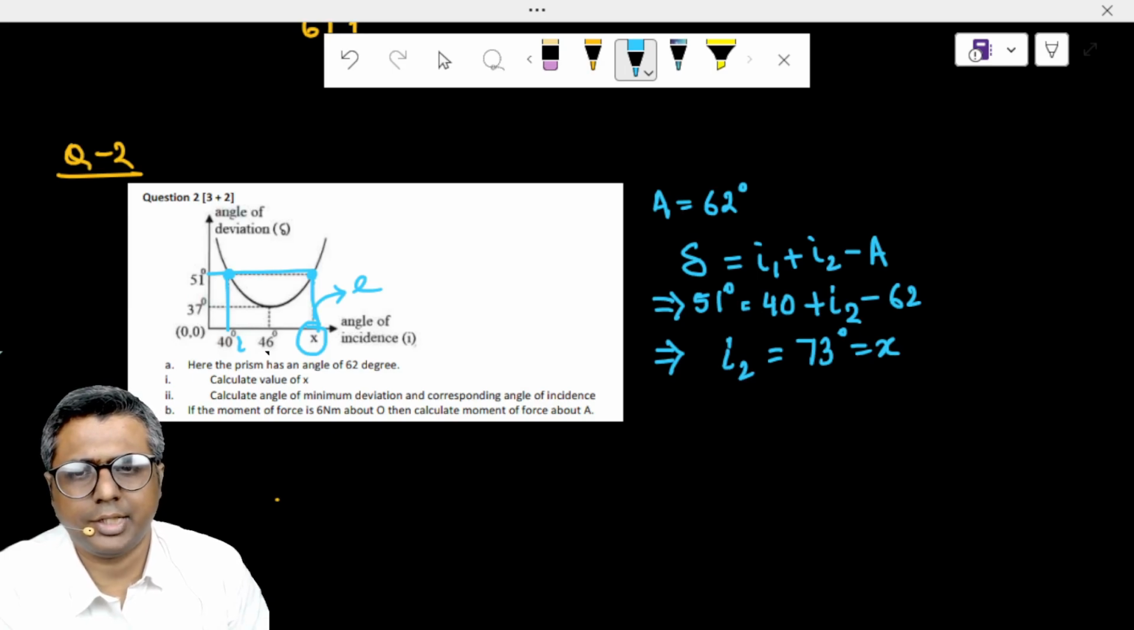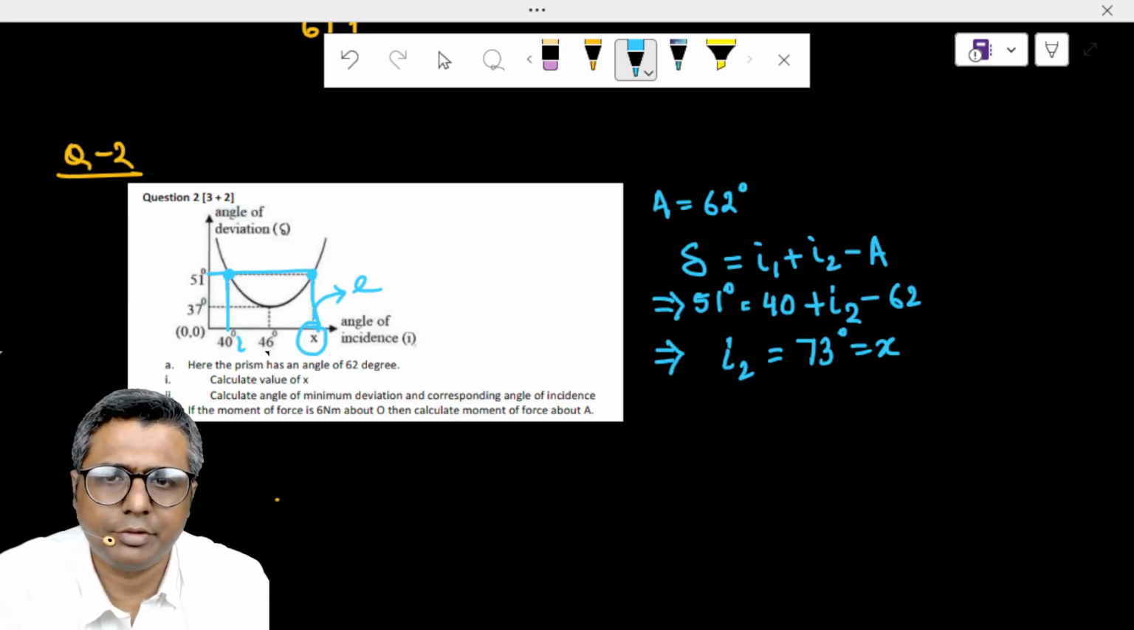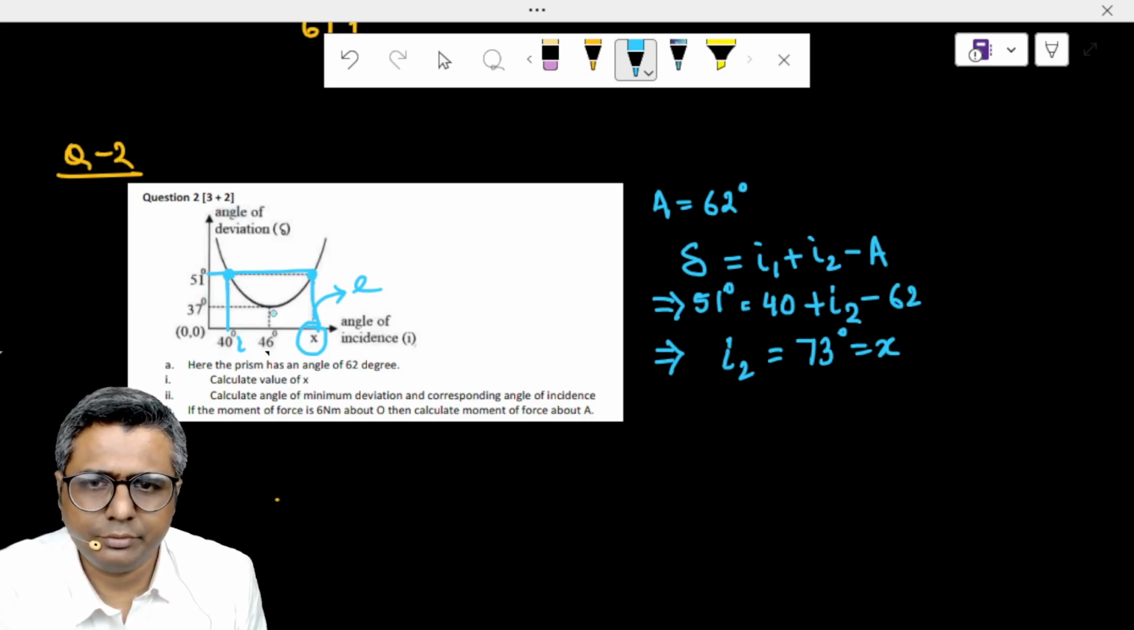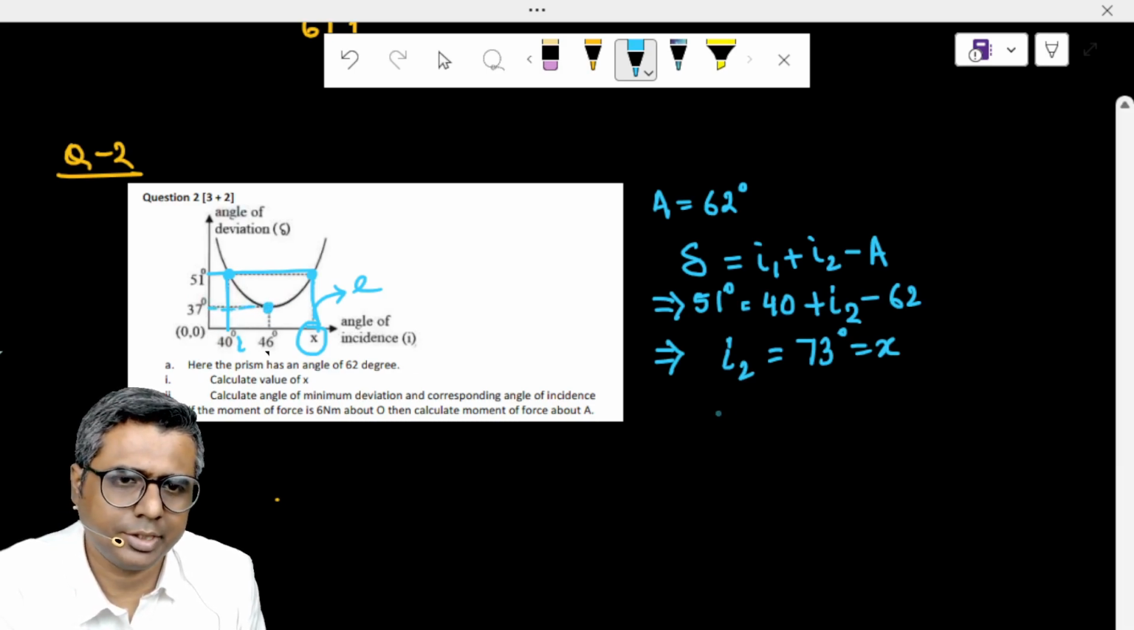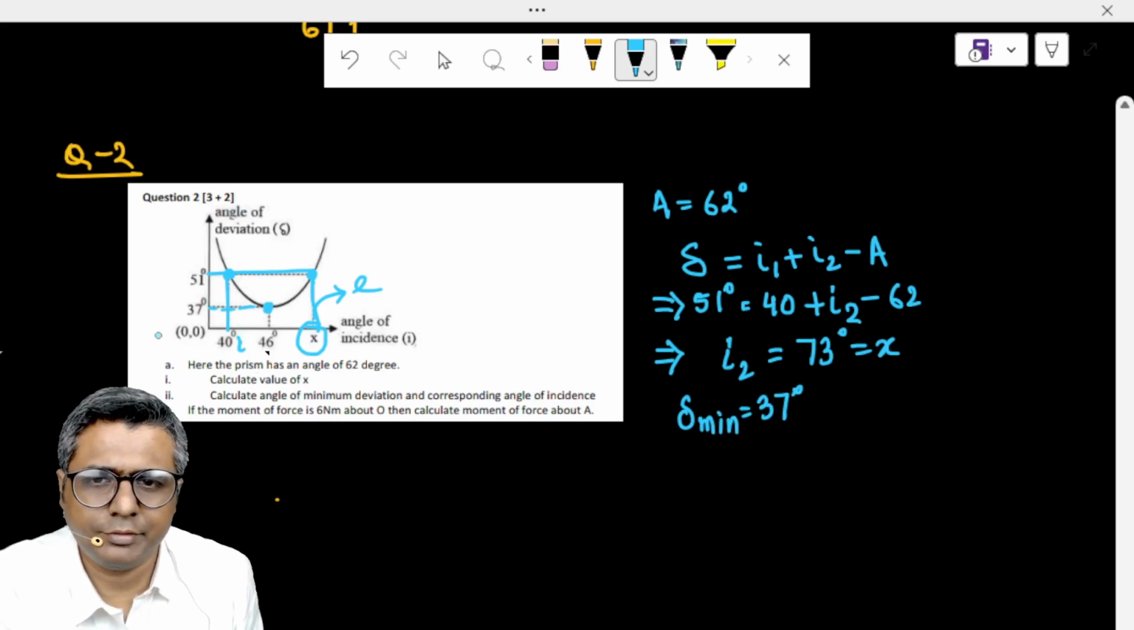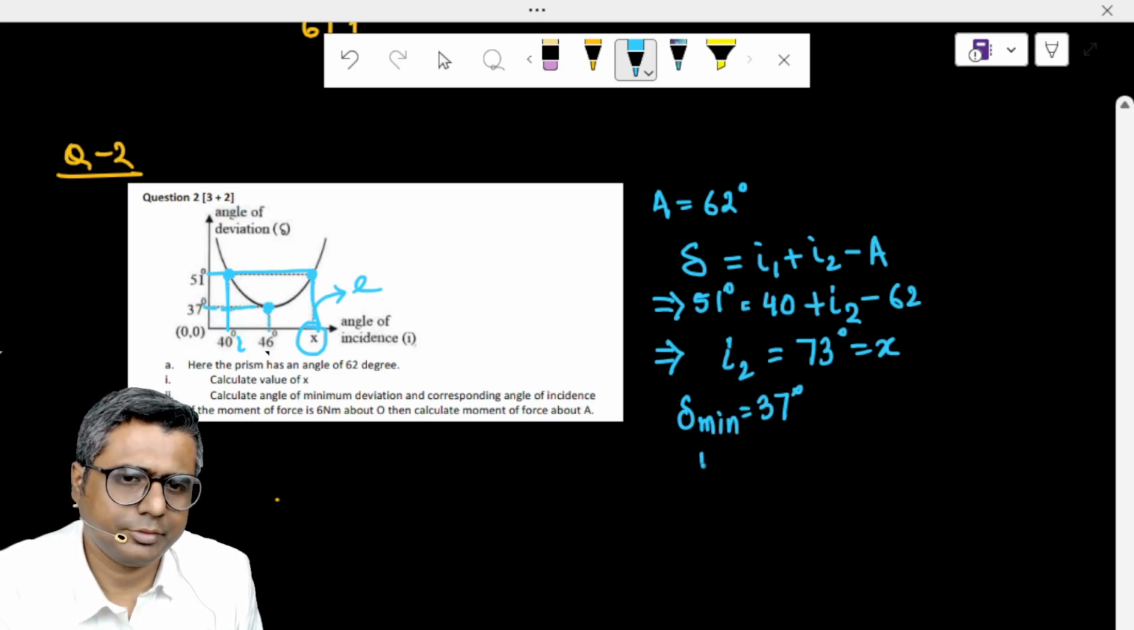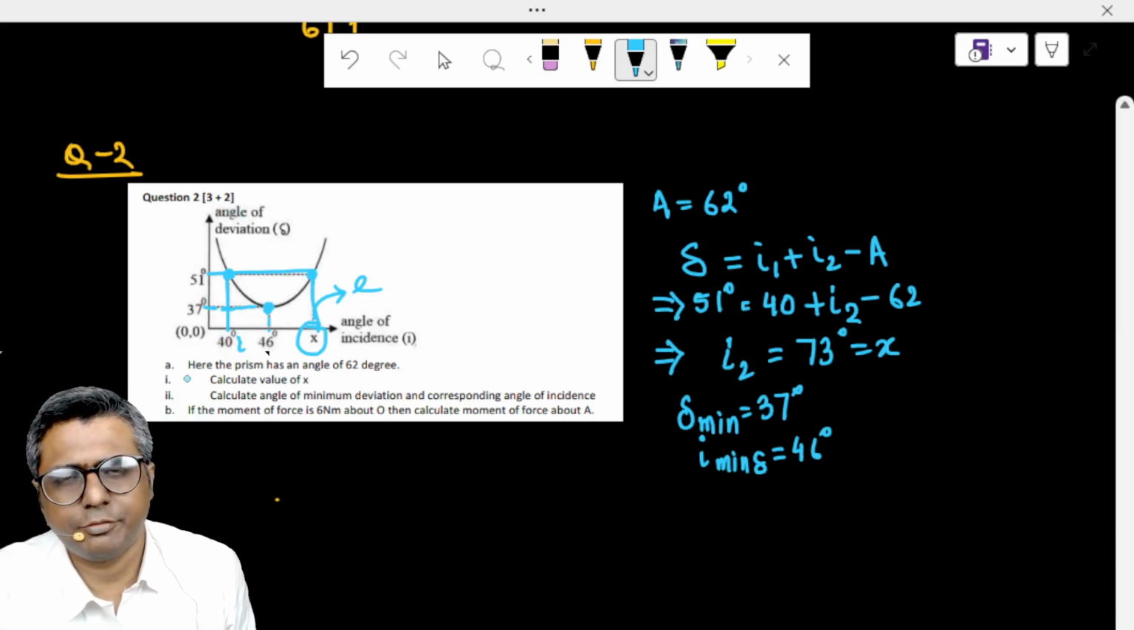Next it has been asked to calculate the angle of minimum deviation. Angle of minimum deviation will be at the bottom of this curve. So this will be 37 degrees. So the next answer, that is minimum deviation angle, is 37 degree, and the corresponding angle of incidence can easily be got from the graph. Corresponding angle of incidence, in case of minimum deviation, is 46 degree. This can also be achieved from the graph.